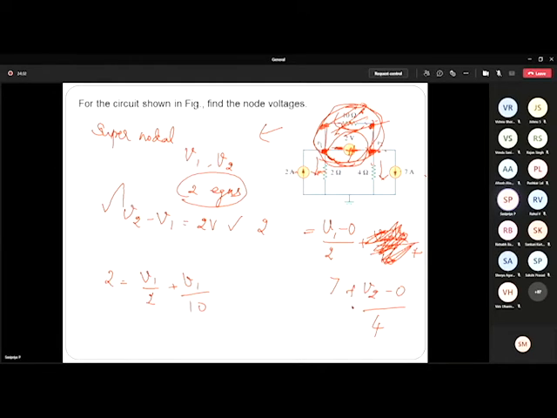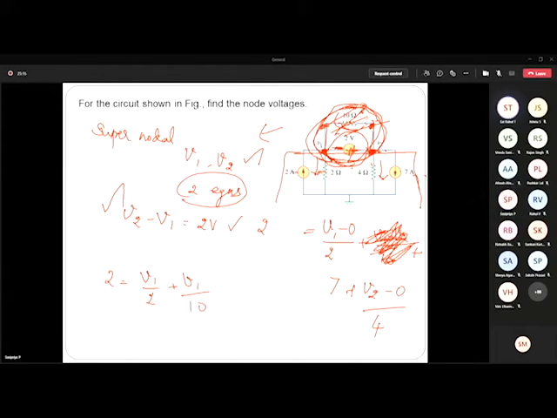Somebody interrupted me. Why do we ignore the current through the 2 volt voltage source, ma'am? Because I have already written a voltage equation corresponding to this 2 volt source, which is nothing but V2 minus V1 is equal to 2 volt. So here it is not like normal nodal analysis where we apply only KCL, whereas here we apply KCL as well as KVL. For this portion of the circuit we write a voltage equation using KVL, whereas for the remaining part we combine these two nodes and write the current equation using KCL.